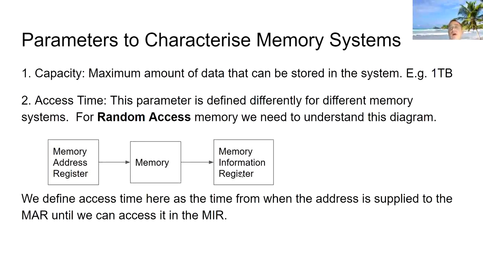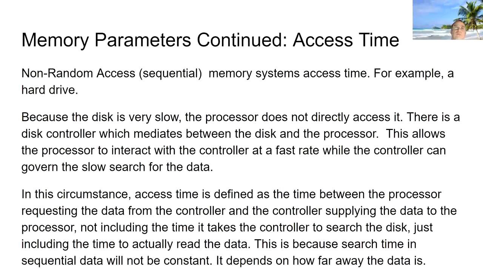That's not going to be the same for non-random access or sequential memory systems, for example a hard drive. They have a different definition. Because the disk is very slow, the processor does not directly access it. The CPU is like a frenetic chicken running around. It's very fast. It can't sit in one spot and wait to read from this very slow thing called a hard drive. So there is a disk controller which mediates between the disk and the processor.